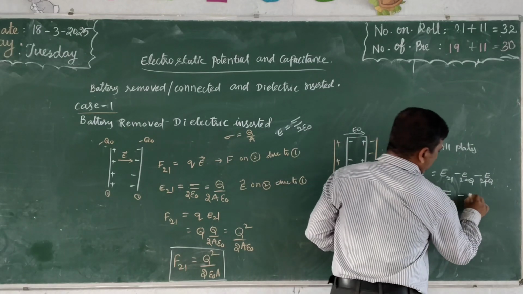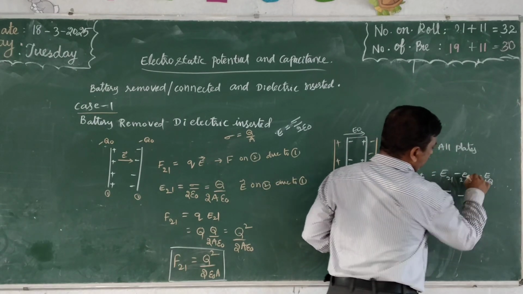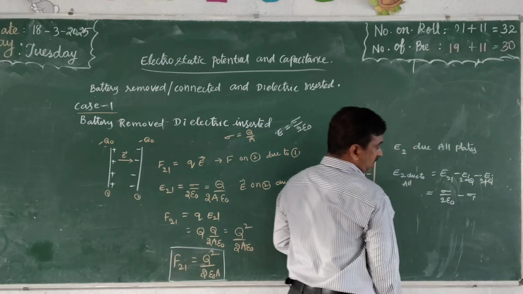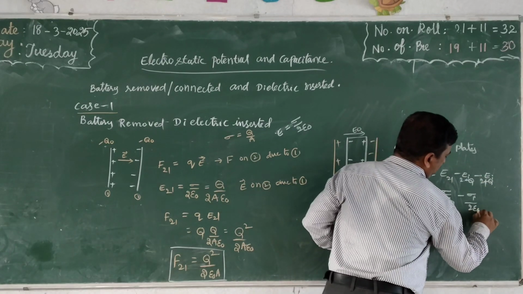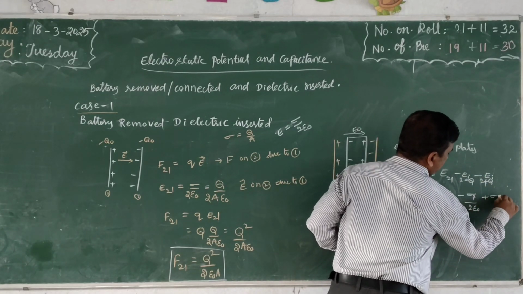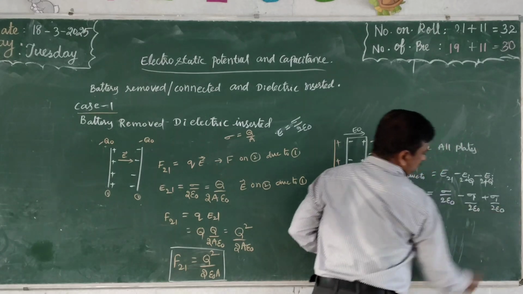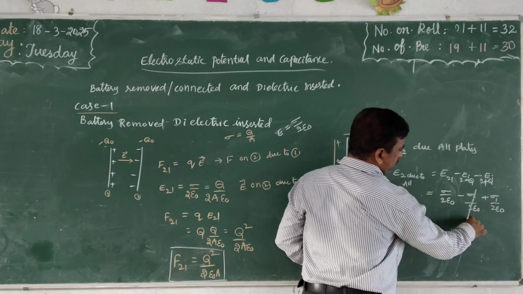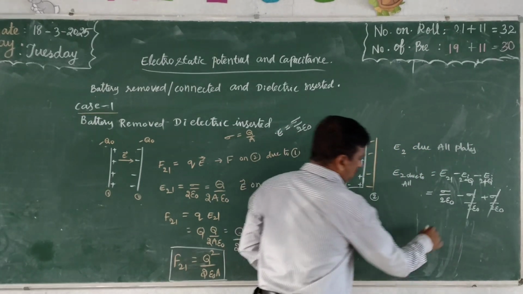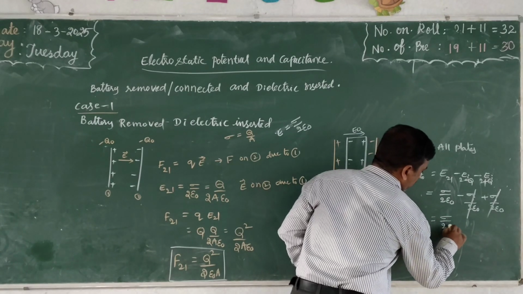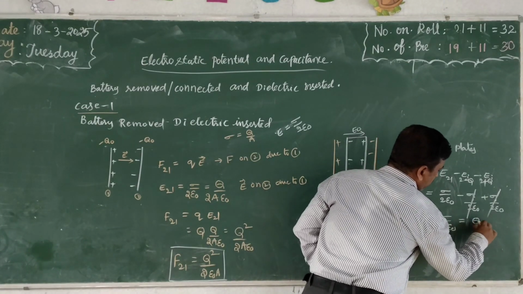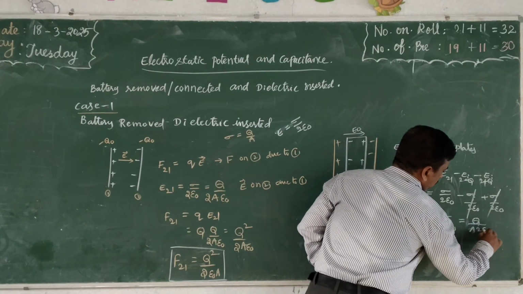Here minus sigma by 2 epsilon naught, because this is also an individual electric field: sigma by 2 epsilon naught plus sigma by 2 epsilon naught. Sigma by 2 epsilon naught and sigma by 2 epsilon naught cancel. What we get here is sigma by 2 epsilon naught. Sigma means charge per unit area, so it is Q by A into 2 epsilon naught.